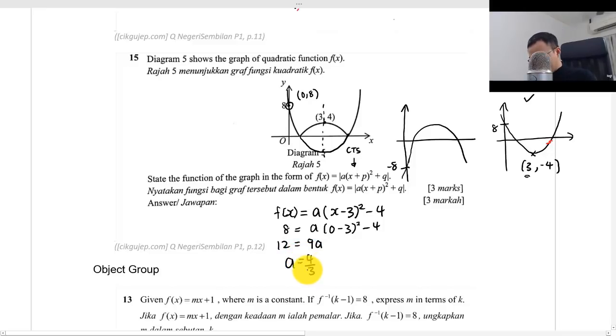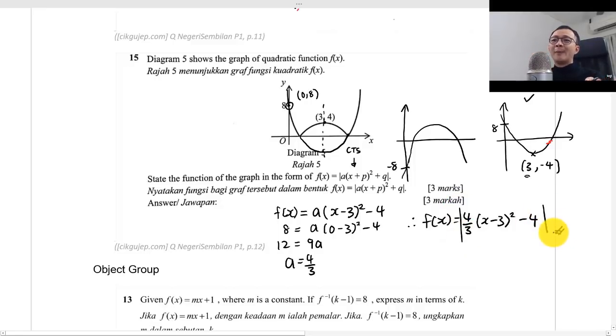So therefore, my equation is f(x) equals modulus of 4 over 3 (x minus 3) squared minus 4. Alright, this one should be your final answer. But you might think, what if you do the first diagram? What if you do this one? Will you get a similar answer for A, or will A be a totally different value? If you do it correctly, your A must be 4 over 3 also, but with the negative sign. Alright, this is something you must be very careful about.